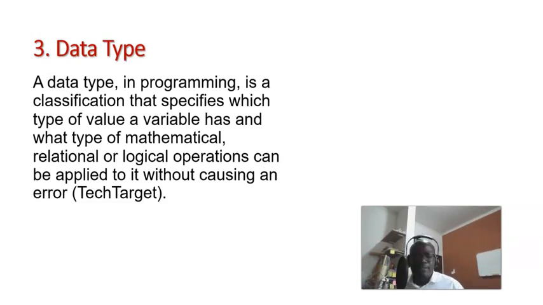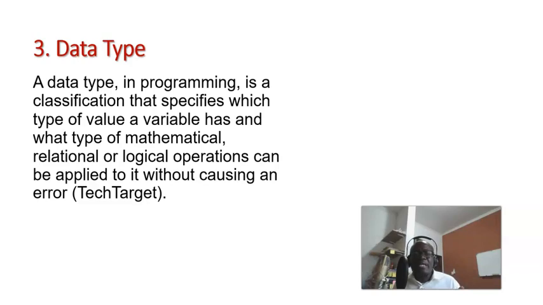Now let us look at the third item we said we want to mention, and that is data type. Now when you declare a variable, the other thing you need to state is what type of data values it will be receiving. Will it be integers? Will it be string values? Will it be a character? Now, a data type in programming is a classification that specifies which type of value a variable has or what it can hold.